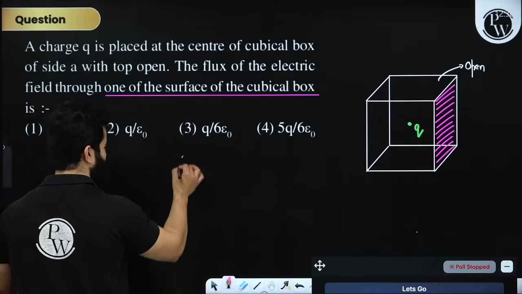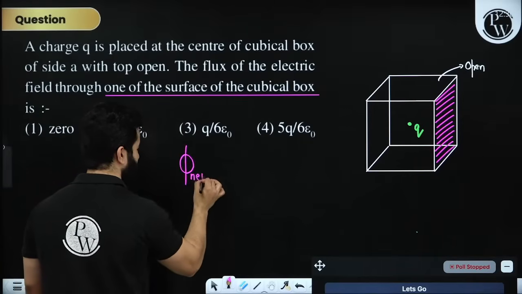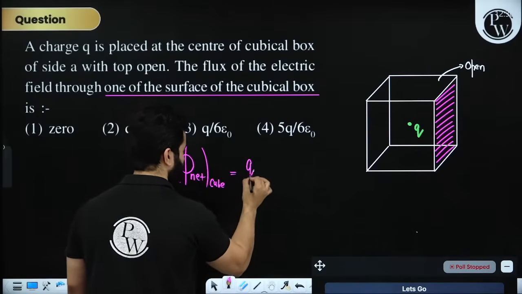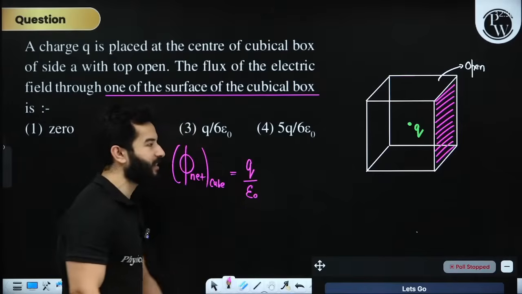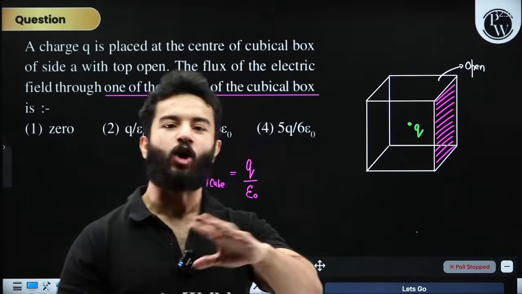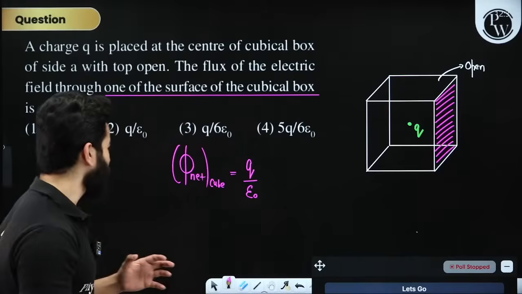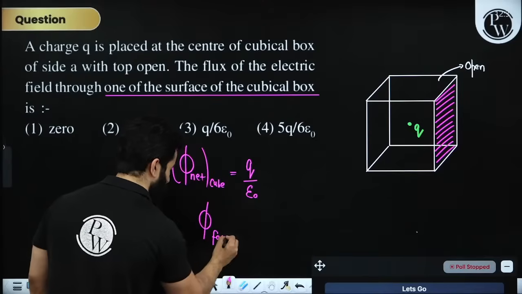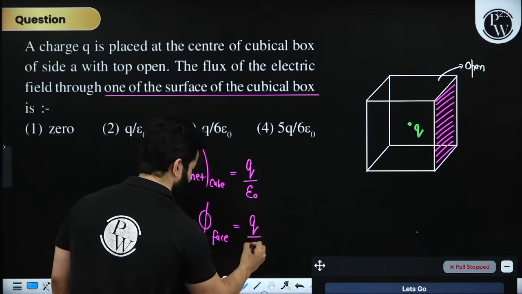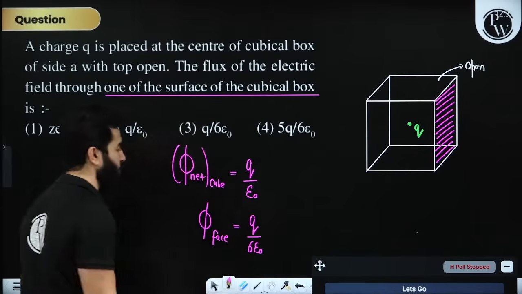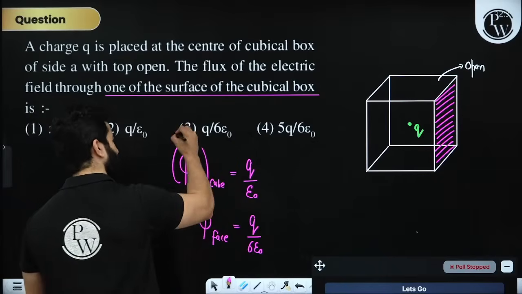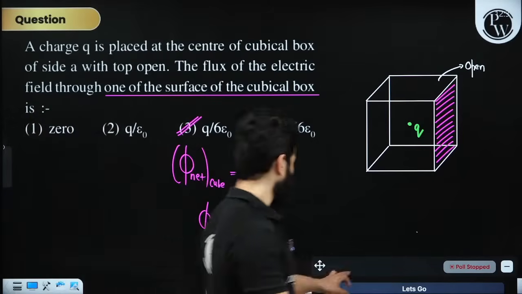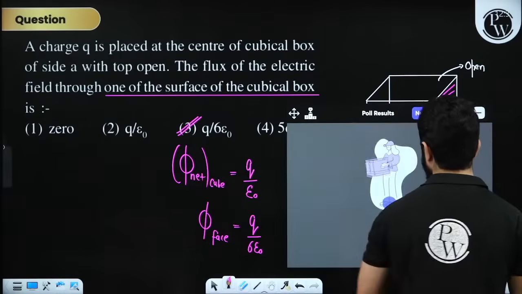Because the net flux from the entire cube is going to be charge divided by epsilon naught, even if the top is open. Even if the top is open, net flux will be this, and flux due to one of the faces will be 1/6 of this, because it is kept at the symmetrical point. So q upon 6 epsilon naught will remain the answer. I don't think you will have any doubt in this problem. Third is the correct answer.